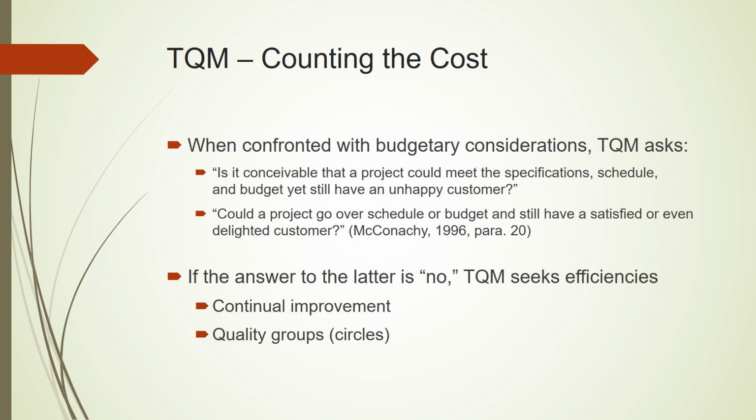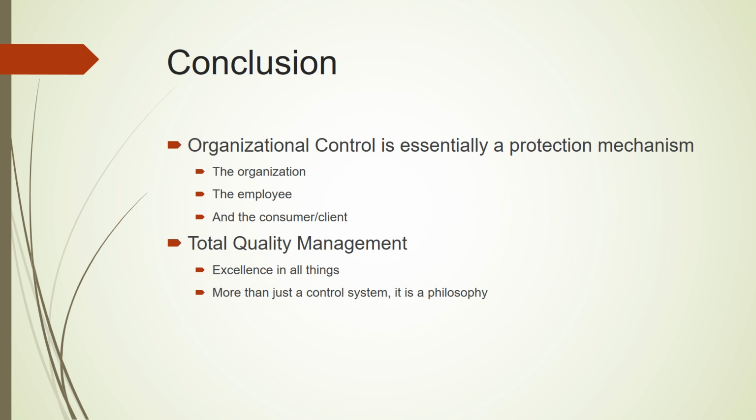Now, if the answer is no to the latter of those two questions, TQM will seek efficiencies in order to still deliver the product to the customer at the cost in which they desire. And it goes back to the overall culture. They'll go back to those quality circles, getting the customer and actual employees involved in the continual improvement process to try and find solutions to the dilemma.